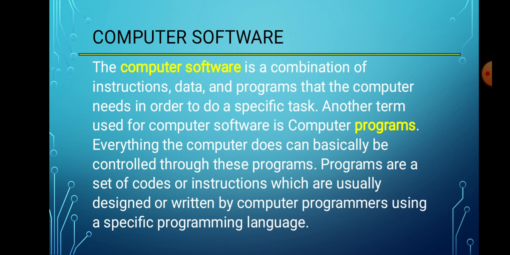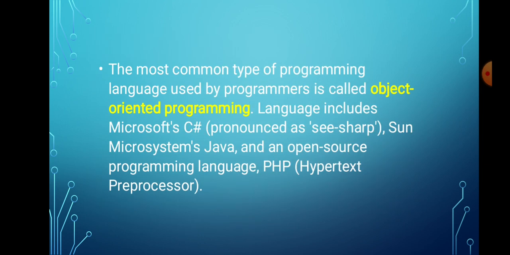Computer software. Computer software is a combination of instructions, data, and programs that the computer needs in order to do a specific task. Another term used for computer software is computer programs. Everything the computer does can basically be controlled through these programs. Programs are a set of codes or instructions which are usually written by computer programmers using a specific programming language.